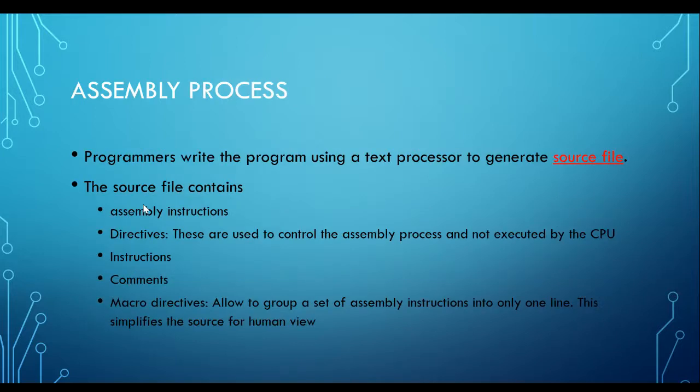Programmers write programs using a text processor to generate a source file. So you write it in Notepad or whatever in assembly language, then you generate a source file. The source file contains assembly language directives, instructions, commands, and macros. What's a macro? A macro is basically the assembly language equivalent of a function in C programming. So if I want to write a function, you do so by writing a macro.